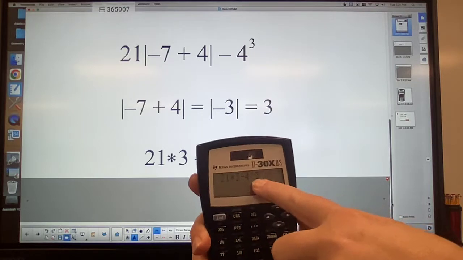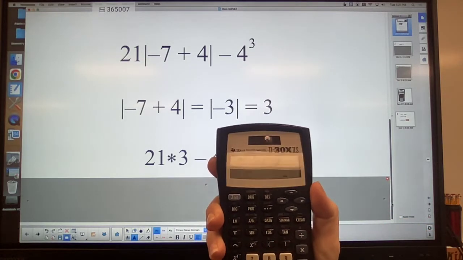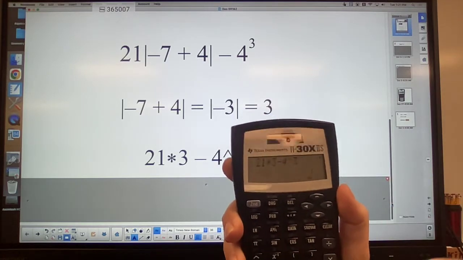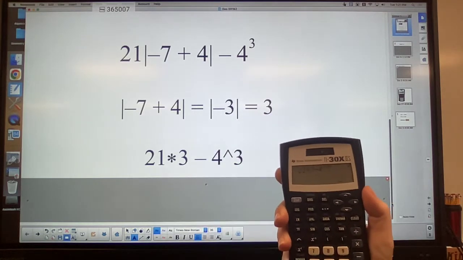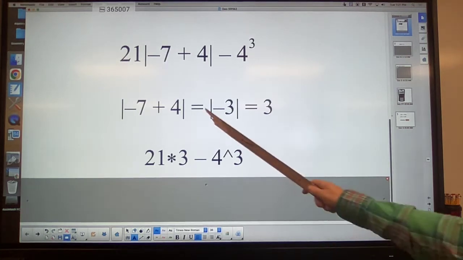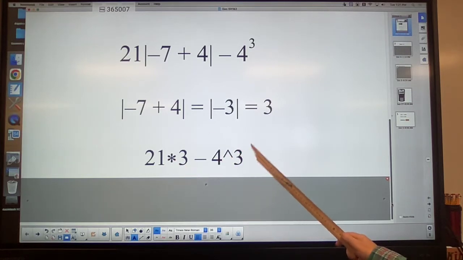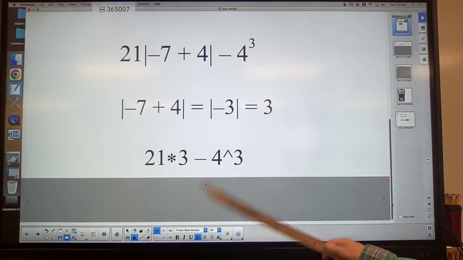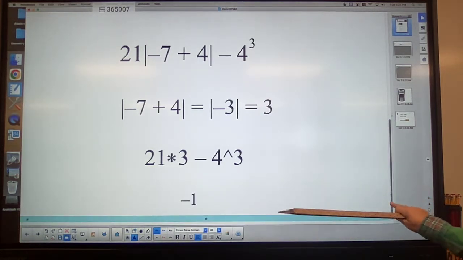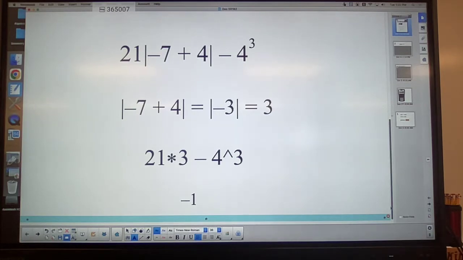There's your power button. It's right over here by your x squared. Some of yours, again, they'll look a little bit different than on your calculator, but find them. You're not typing in 4 times 4 times 4. And you should get negative 1 out of that. I don't want you to first calculate absolute value, then calculate 21 times 3, then calculate 4 to the power of 3, then calculate what that equals minus that equals. There's no need to turn that into so many steps. It should be do the absolute value, type it in on your calculator.